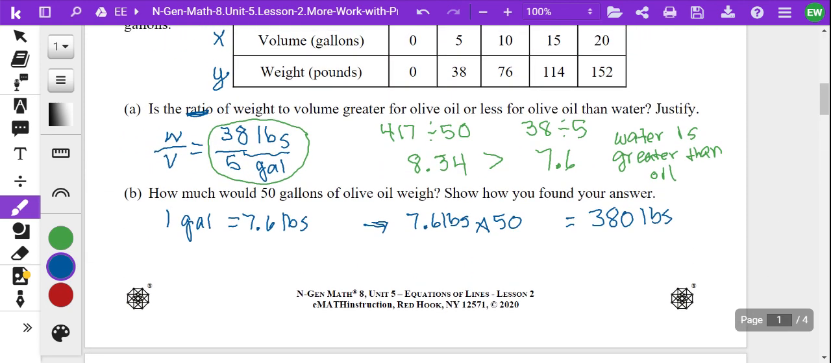So I want you to notice something. What I found right here in A, right here and there, is the unit rate. So you don't have to write that, but I want you to remember it. So we were comparing unit rates there. That is the weirdest E I've ever seen in my life.